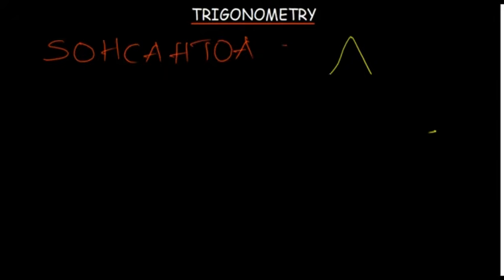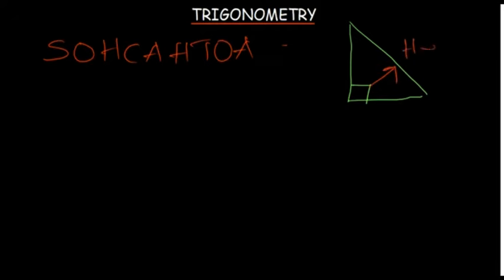Okay, so now the trig ratios apply to what we get to call the right angle triangle, a triangle in which you get to see a 90 degrees. Okay, so we call that a right angle triangle. So the side that is opposite to the right angle, we call it the hypotenuse. It's the longest side in a right angle triangle.